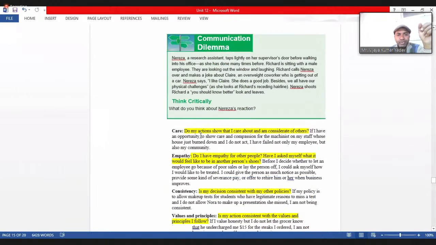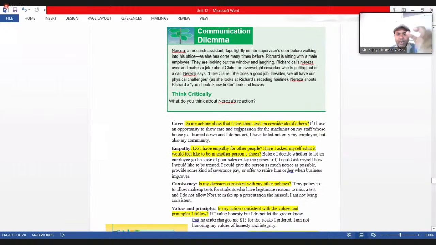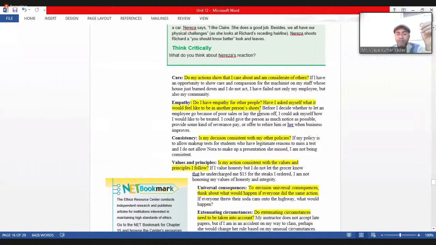This is utility. Care. Do my actions show that I care about and am considerate of others? So whatever actions you have taken, do those actions have a good impact upon others, considerate of others? Empathy. Do I have empathy for other people? Empathy means, if you feel sad, I also feel sad. If you feel happy, I also feel happy. This is called empathy. Sharing the feeling, having the same feeling as others have.